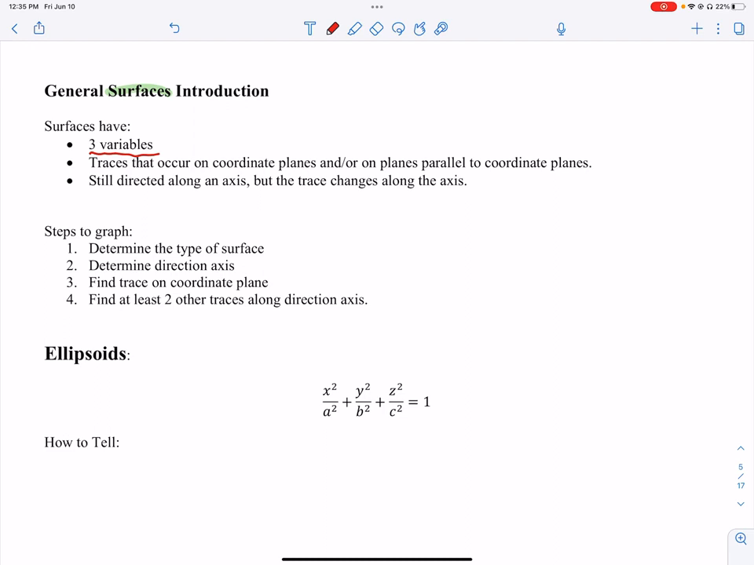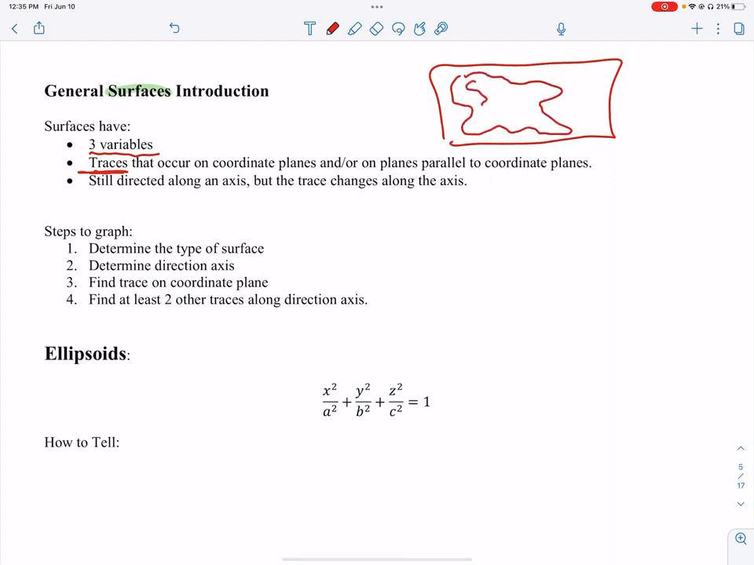Surfaces have 3. Traces that occur on coordinate planes or on planes parallel to coordinate planes. So the traces will be almost like a contour map. I don't know if you guys remember, like if I have this map, let me draw. You guys have seen this before at some point in maybe public education, but they would like, okay, a mountain, they may do this shape and then this shape and then this shape. And it was like telling you how tall the mountain was, a contour map. We are going to look for traces like this.